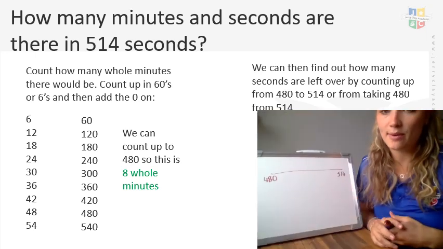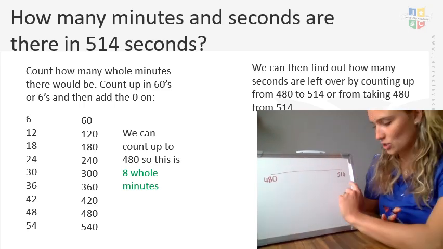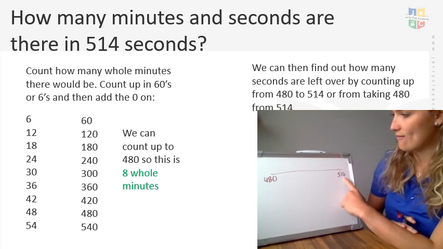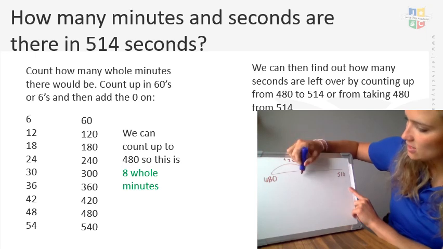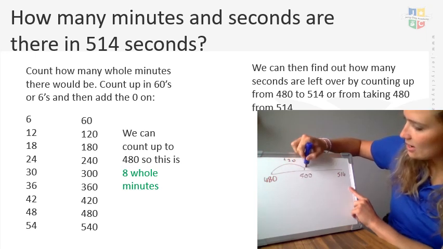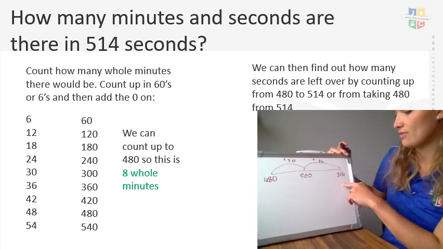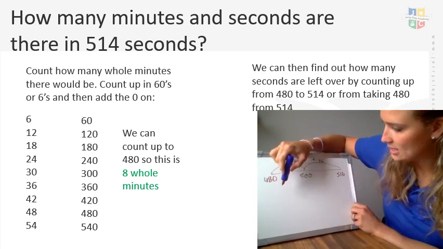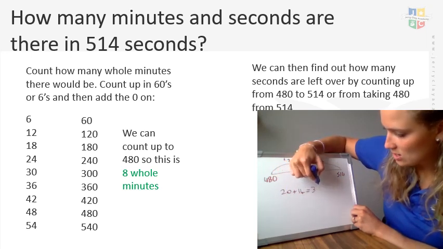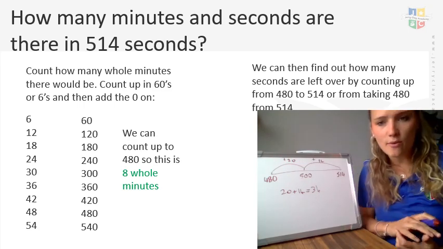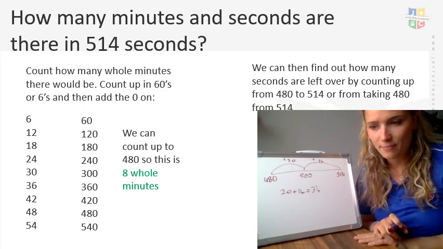So the first way we can do it, we can start at 480, which we've got with our whole minutes, and we can count up to the seconds we're trying to get to, 514. So I could add 20 to get to my next 100, and then I could add the 14, which takes me up to 514. So I can add 20, add 14, which equals 34. So I know that there will be 34 seconds. So I know that there will be 8 whole minutes and 34 seconds left over.